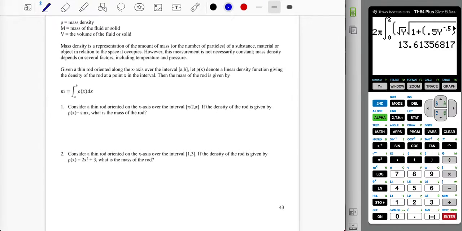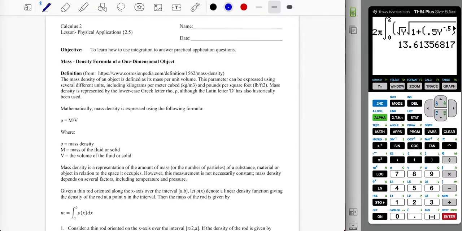Into, with page 43, some physical applications. All right, so we're talking about mass density. I'll just read the definition. Mass density of an object is defined as mass per unit volume.